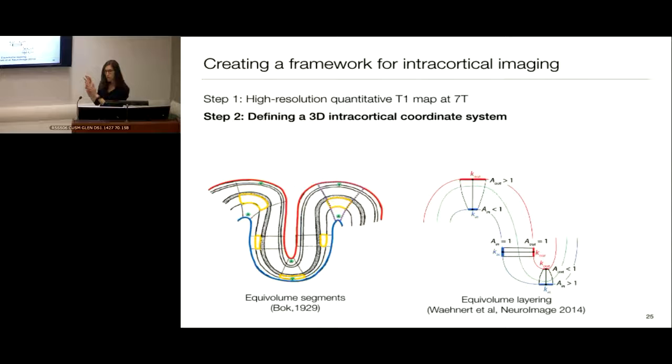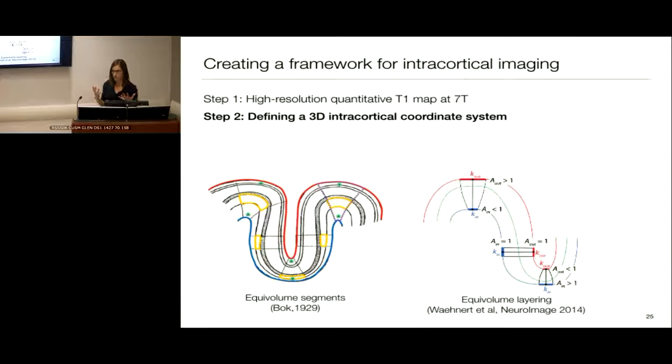And this next step was really the crucial point. Miriam Waehnert, a PhD student whom I mentored, developed a new layering technique so that we can delineate these intracortical surfaces, okay? And it was based on early observations by Dr. Bok, who observed that cortical segments will basically adjust their width based on the curvature, okay? So here we have the white matter surface, the pial surface, and if you just follow that yellow box, you'll notice that the width of it changes depending on the curvature of the cortex, okay?